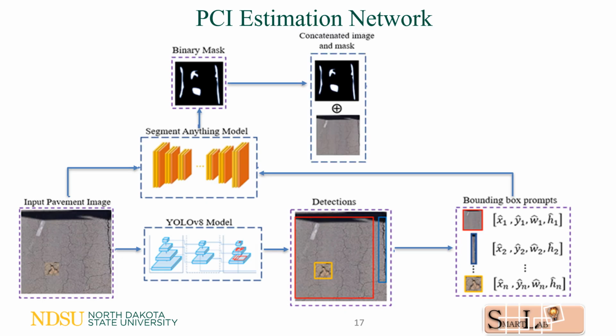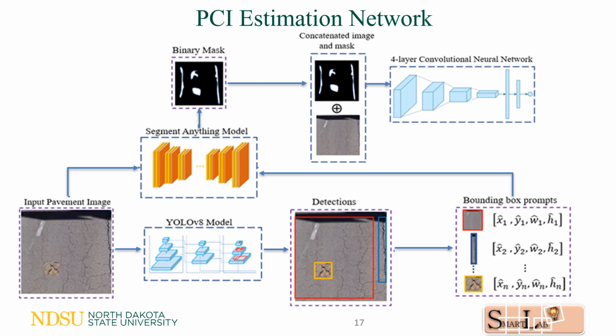Once we get the binary mask, we concatenate the binary mask and the original pavement image together. After doing the concatenation, we pass it through a convolutional neural network. The point of this concatenation process is to be able to retain both the rich features from the original pavement images and also the outlines of the distresses. The convolutional neural network then predicts the PCI for us, which is the rating from 0 to 100.